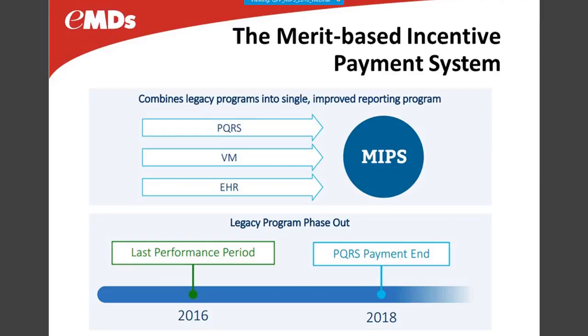So the last performance period for these individual reporting programs, so PQRS, Value Modifier, and MU EHR Incentive Program, all of those end at the end of 2016. So 2016 is the last reporting period for those individual programs. And then the payments for PQRS would end in 2018. So at the start of 2018, those are all done.